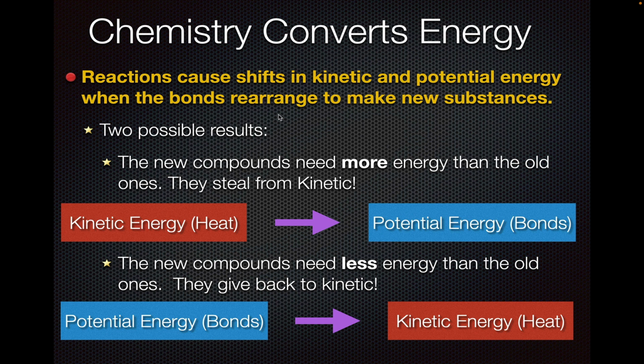When you do a rearrangement, the new compounds need more energy than the old, okay? If that's the case, they're going to steal kinetic energy, which means, in that case, kinetic energy, which is heat or temperature, will turn into potential energy, which is the bonds. Or the new compounds need less energy than the old. In that case, potential energy that was there in the bonds converts to kinetic energy, into heat. Okay? So one of these two things always happens when we run chemical reactions. We either need more potential energy in bonds or less potential energy in bonds.